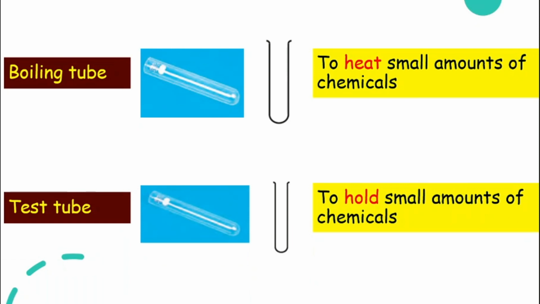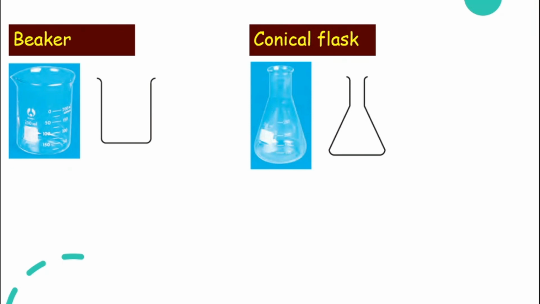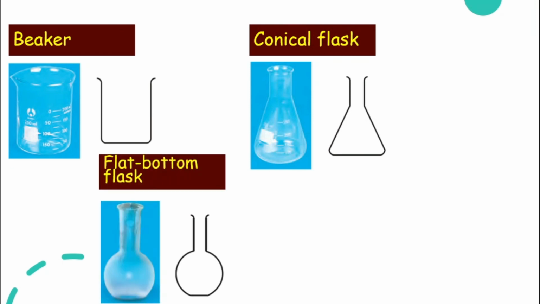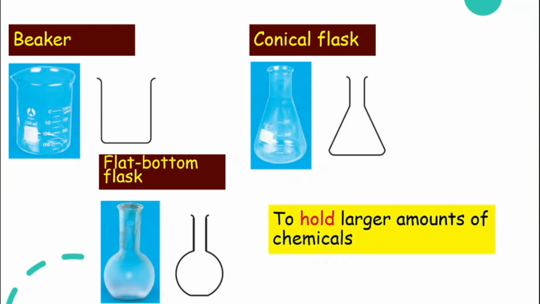Test tube looks a lot like boiling tube. It's a little bit smaller and the function is to hold small amounts of chemicals. What about bigger amounts of chemicals? How do we hold them? We can use a beaker that looks like a cup, a conical flask that has the shape of a cone, and also a flat bottom flask. Pay attention to how you can draw them, and their function is to hold larger amounts of chemicals.